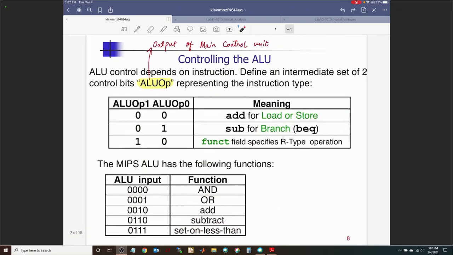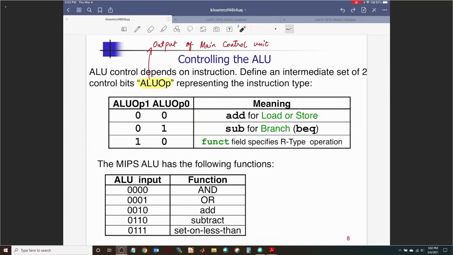Let's go on. So let's try to define what that ALU op code bits need to be for a specific instruction type. If both the bits are 0, 0, the least significant bit as well as the most significant bit, then it means that you are performing an add operation meant for load or store word instruction. Because for load and store word instructions, you have to add the base address to the offset.